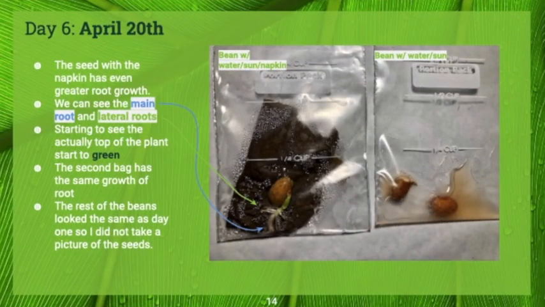By day 6, the seed with the napkin has even greater root growth. We can see the main root and lateral roots, and we can start to see the actual top of the green plant start to green. The second bag has the same root growth right here, but this one does not because it had so much water around it. And again, the other beans had no growth, so I did not take any pictures.